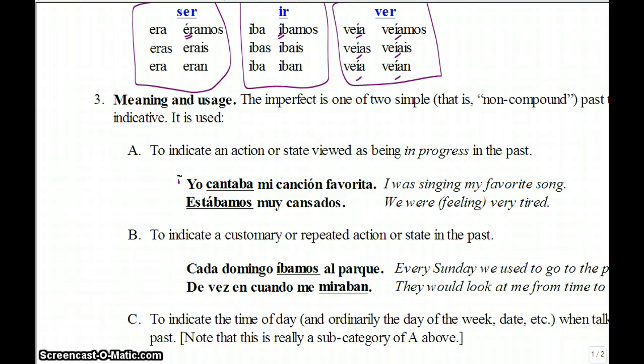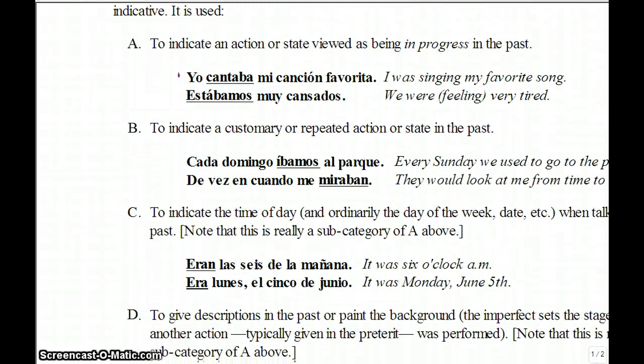Yo cantaba mi canción favorita, estábamos muy cansados. I was singing my favorite song, we were feeling very tired. We were on our way to school, we were walking to school, things like that. When you are talking about an action that was in progress, usually when something else occurred. So usually when you're using this usage of the imperfect, you're going to have a preterite verb follow that.